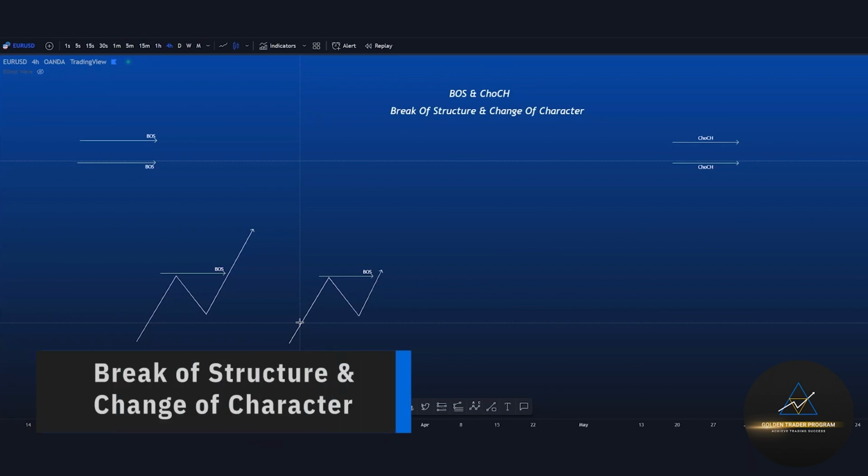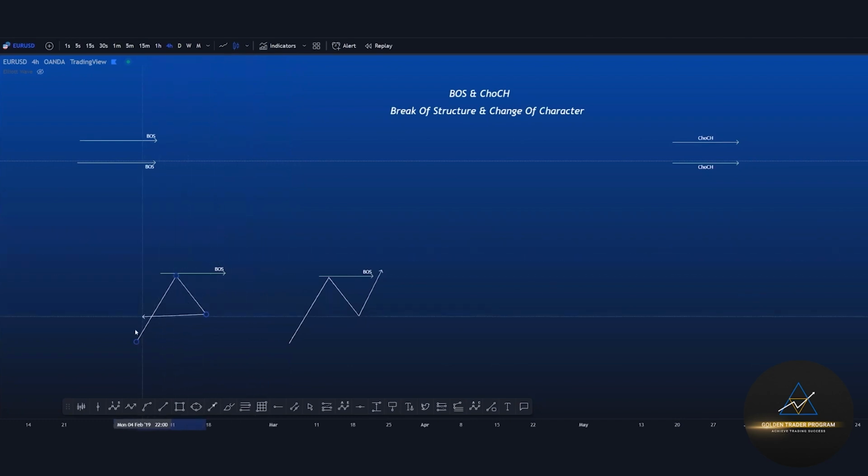Character, CHOCH. So first of all, obviously by now you all understand what a break of structure is, right? It's just a rally to the upside, a pullback, and a break of structure of the previous significant swing high. Okay, that's fine, cool. Now, when price breaks structure, how are we going to determine a pullback, right? There is opportunity to make money on a pullback. You don't always have to be following the trend, right?